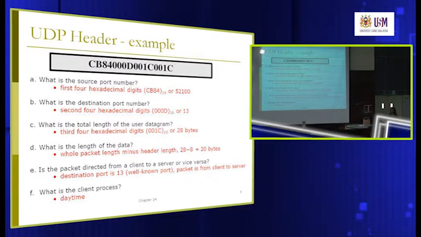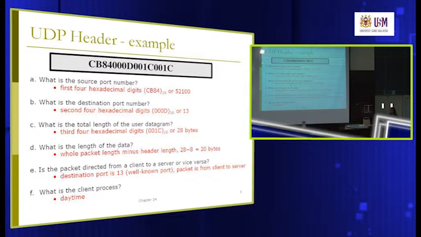The destination port number is the next 4 hexadecimal digits, 000D, and when we convert them into decimal, we get 13, right? So we are sending this packet from port 52,100 to port number 13.